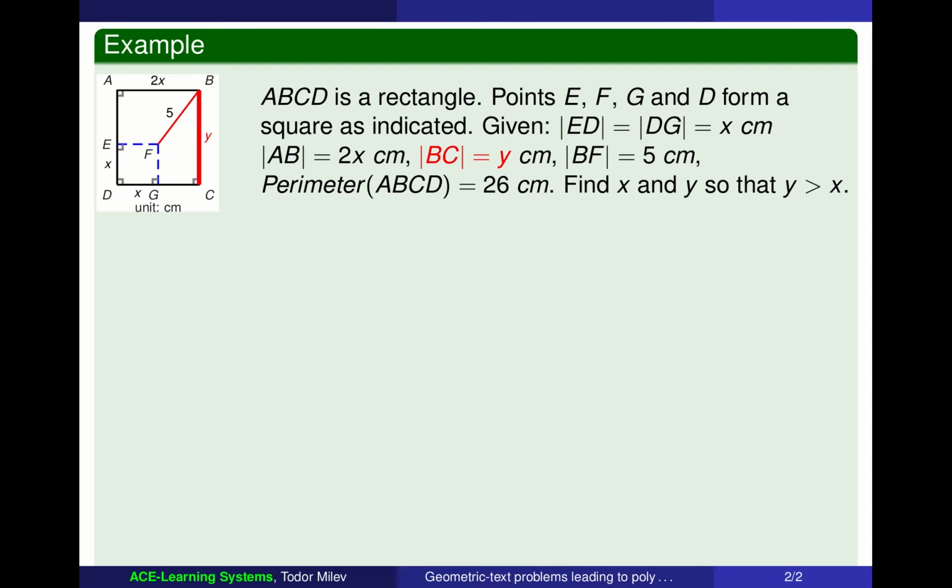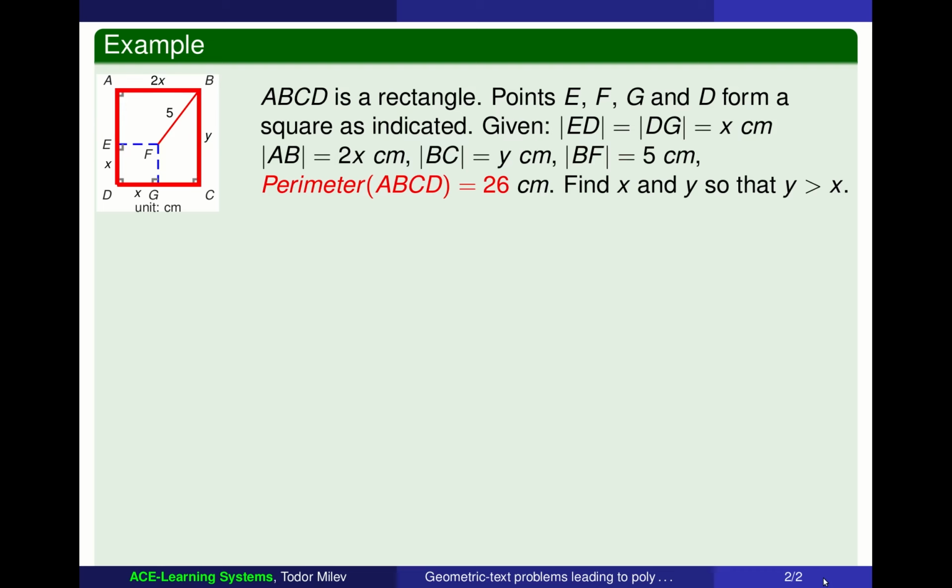That's not all. We're also given that BF, so this distance here, BF, is 5 centimeters. And the final piece of information that we're given is that the whole perimeter of the big rectangle, so the perimeter of this rectangle, is 26 centimeters.